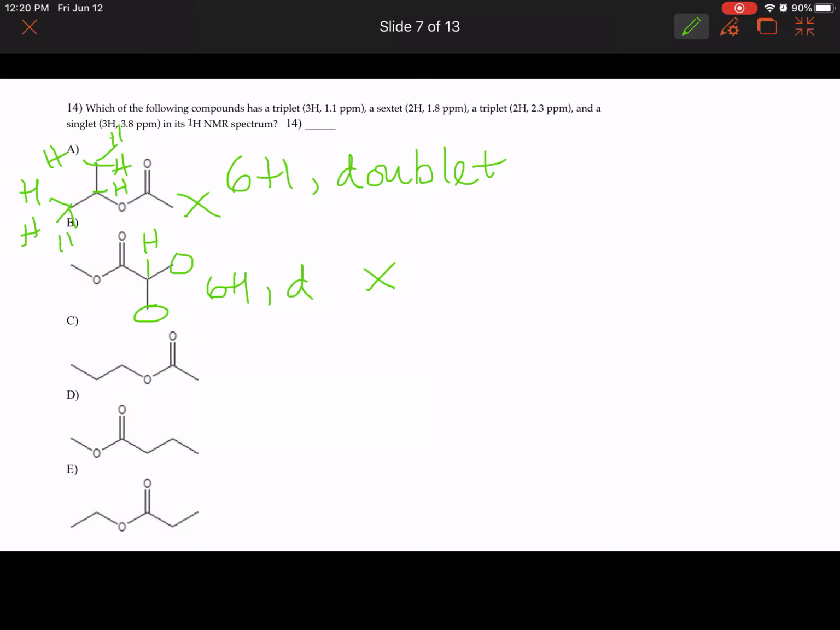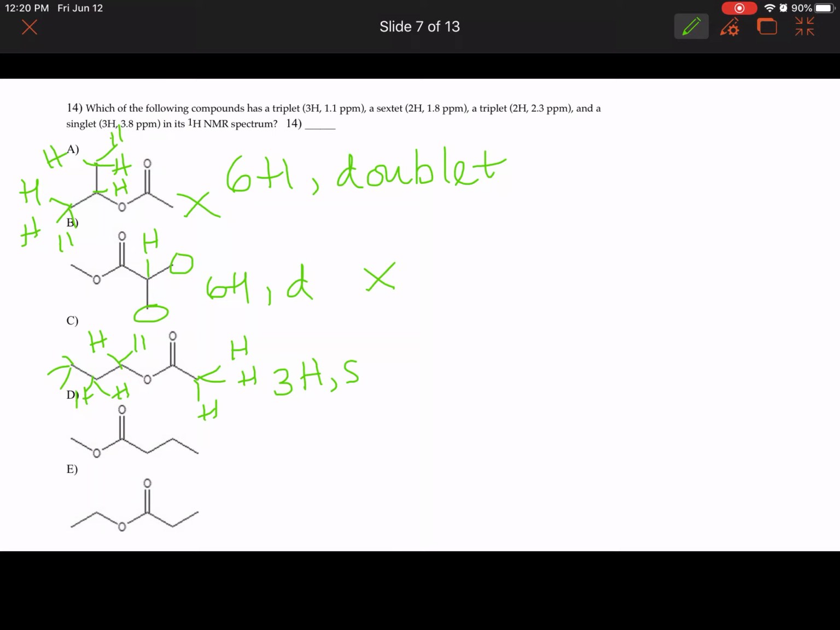Now between C, D and E, let's look at C. So C, there are 3 hydrogens here, and then you can see 2 hydrogens here, and another 2 hydrogens there, and another 3 hydrogens right there. The splitting pattern for C, we have a singlet. So the 3 hydrogens here are going to be a singlet, because there is nothing on the neighboring carbon that it can split with.